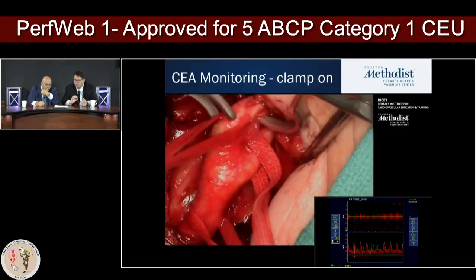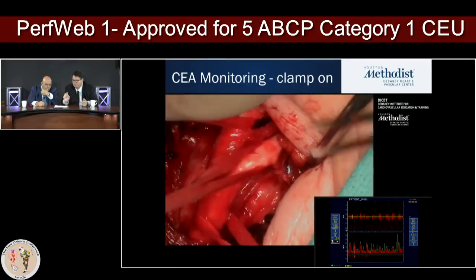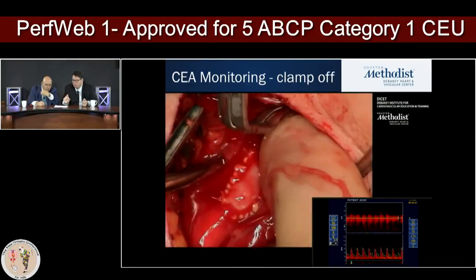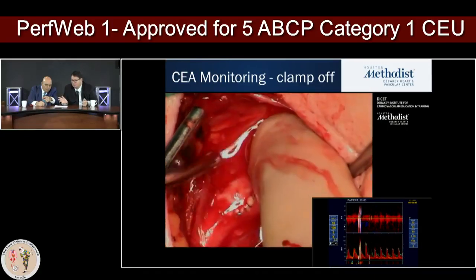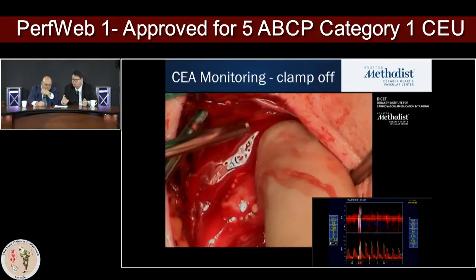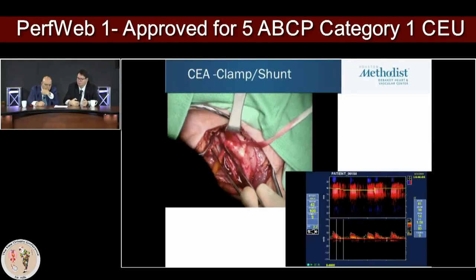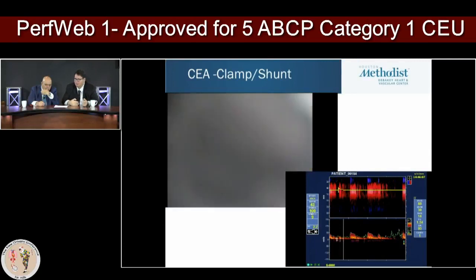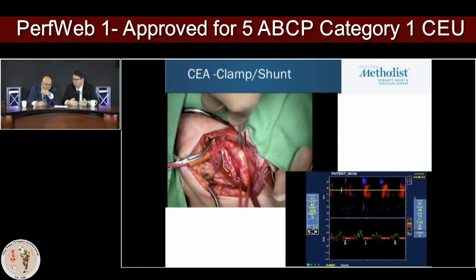And this is just a few video examples of Dr. Lumsden putting the clamp on. Immediately you see the flow changes. Now he's going to release the clamp, and immediately you see the flow changes. So the improvement of the flow is always our clue that indeed we did a good surgery and our flow is improving. Now we're putting a clamp on and you don't see a flow. This is the time to call for a shunt.